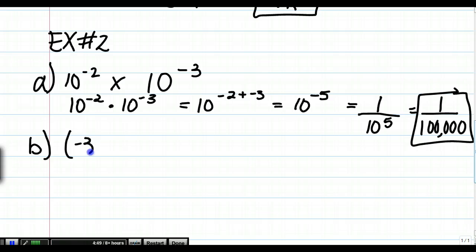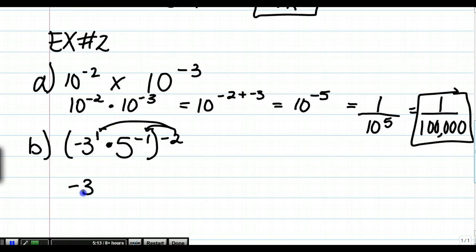B, what if I gave you negative 3 times 5 to the negative 1, the whole thing to the negative 2 power? You have a power to a power. So your power of this one is 1. Remember, you're not going to do negative 2 times negative 3. You're doing the 1 times the negative 2 and the negative 1 times the negative 2. So here we'll have 3 to the negative 2 and times 5 to the positive 2, because negative 1 times the negative 2 is a positive 2.